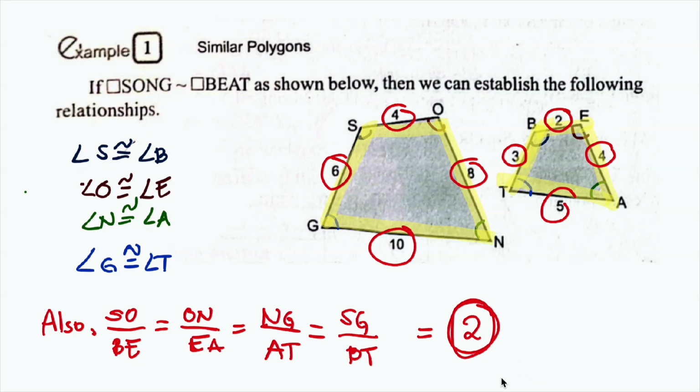Same thing will happen if you get the reciprocal. When you flip the ratio, the common ratio would be 1/2. But the thing is, they are similar. So how can we prove that the polygons are similar? If the common ratios are the same. So that is the first example.